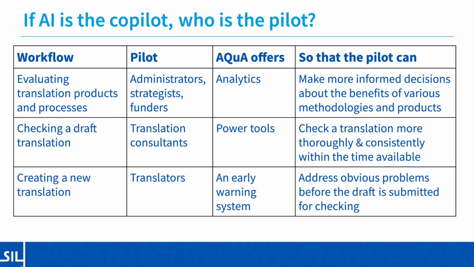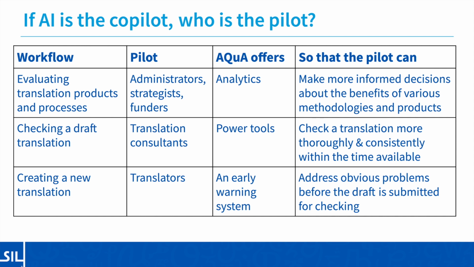If AQUA is a co-pilot, that means that there is a person piloting the quality assessment process. Who is this pilot? Well, it depends on what workflow is involved. We focus on 3 major workflows in the translation process and how AQUA can help. The first group is those who are tasked with evaluating translation products and processes, such as administrators, strategists, and funders. AQUA offers them analytics so that they can make more informed decisions about the benefits of various methodologies and products.